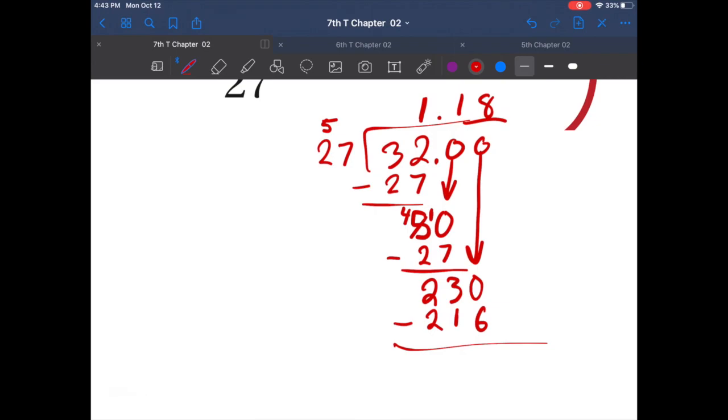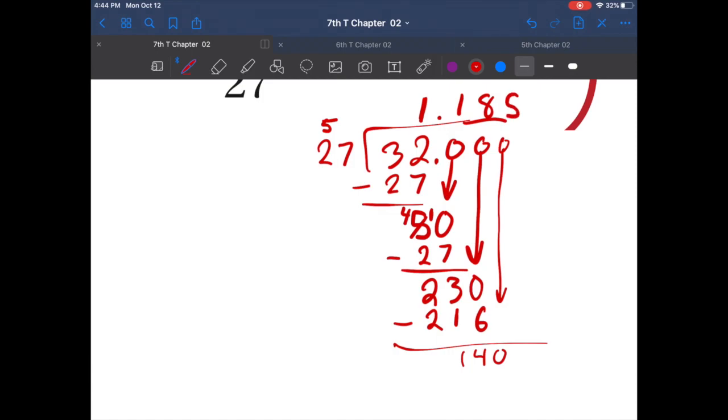Now 230 divided by 216, that will give us 14. Can 27 go into 14? No, it can't. Add a 0. Bring that down. Can 27 go into 140? Yeah, so I think 5 times 30 is 150.